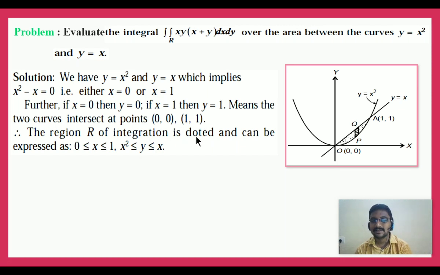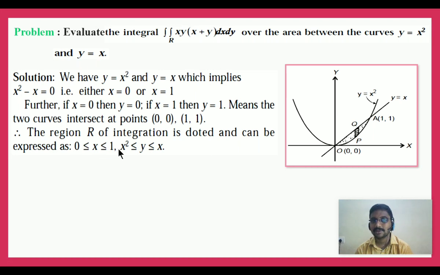So thus the region R is noted and can be expressed as x varies from 0 to 1, because the left ordinate will give the lower limit of x and the right ordinate will give the upper limit of x. Thus we have the lower limit as 0 and the upper limit as 1.